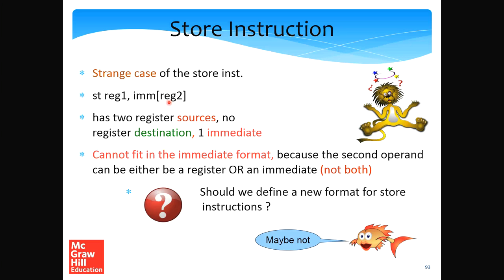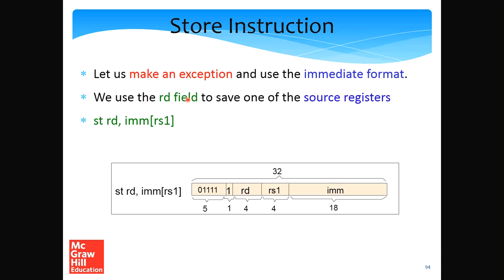So we cannot fit this in the immediate format because the second operand can either be a register or an immediate, not both, and we have two sources. So what do we do? Should we define a new format for store instructions? The answer is maybe not. Let's try to reuse some existing format. So let us make an exception and use the immediate format. Let us use the RD field to save one of the source registers.